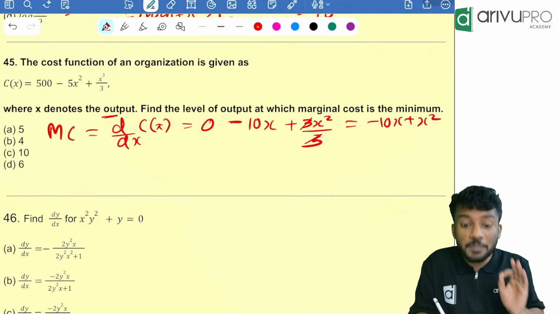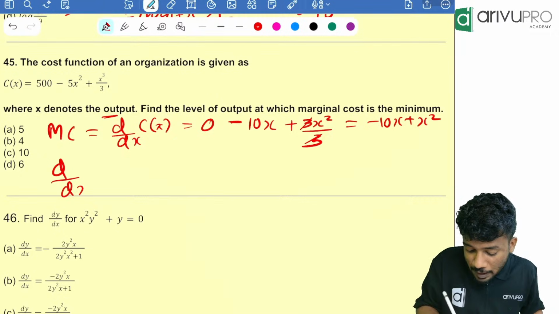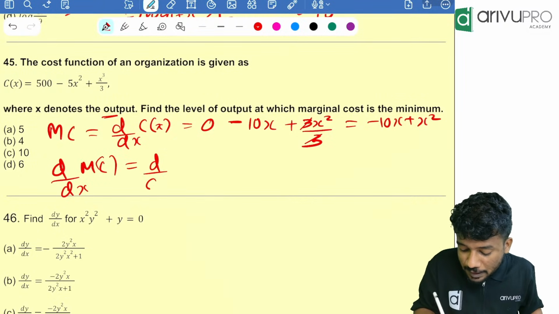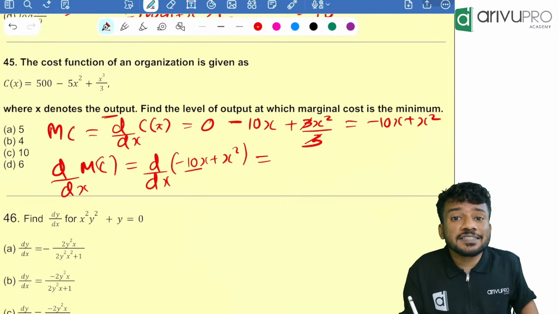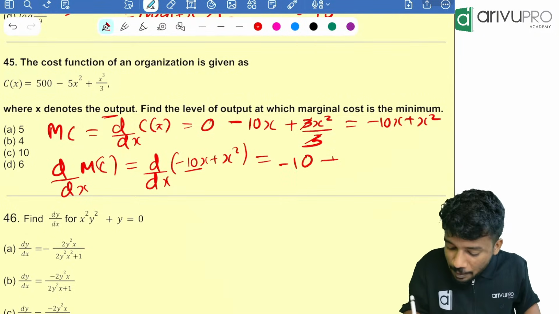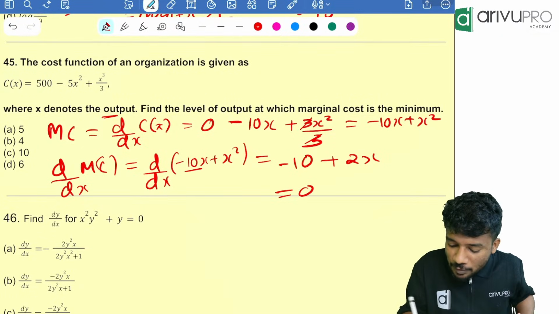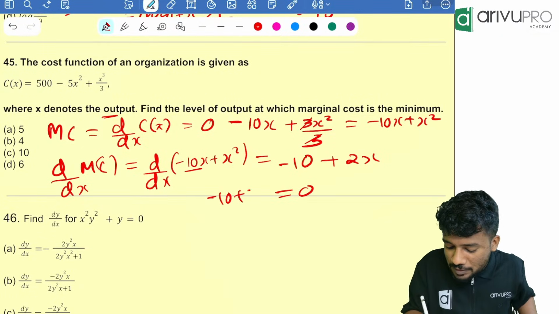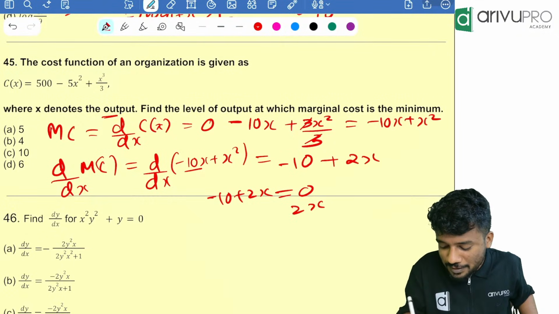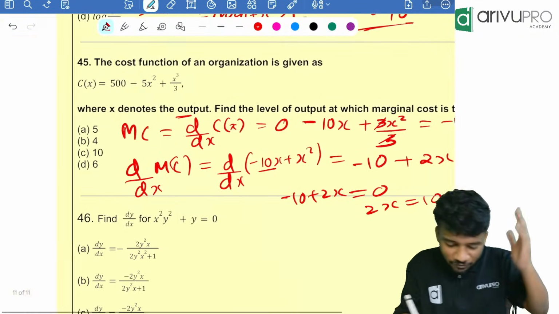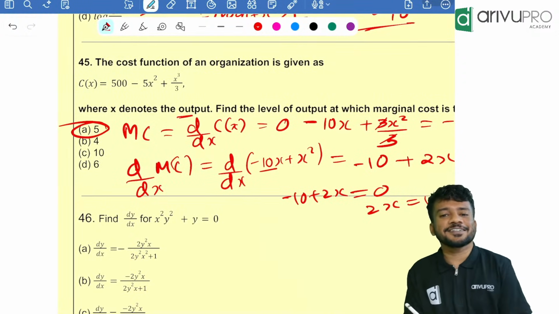Now we need to find the minimum value. For that, first step, d by dx of marginal cost, that is d by dx of (minus 10x plus x square), which is equal to minus 10 plus 2x. Now equate it to 0, which implies minus 10 plus 2x is equal to 0. 2x is equal to 10. x is equal to how much? 5. Option A is your answer.